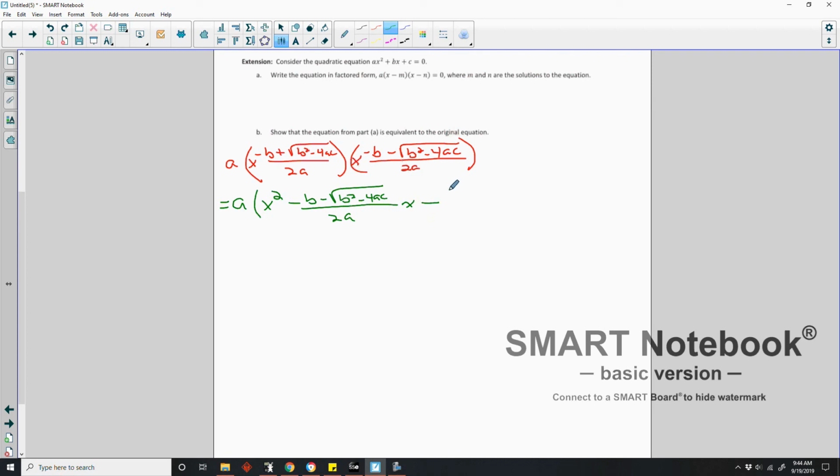minus, because now we're doing, this is the first here, this is the outer, now the inner is x times this, which is negative times a positive, so it's minus, and it's going to be b plus the square root of b squared minus 4ac all over 2a times x. Okay, so this times this is this.